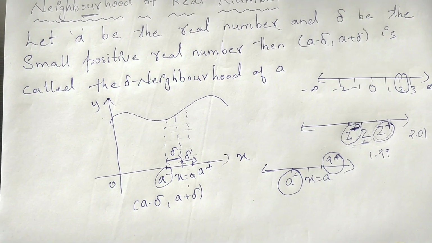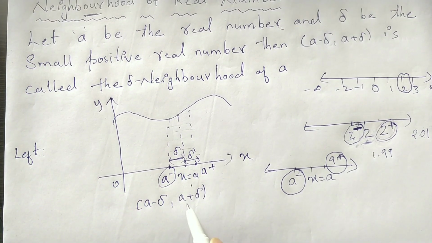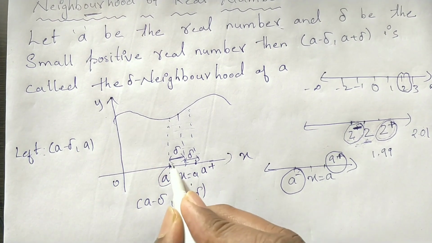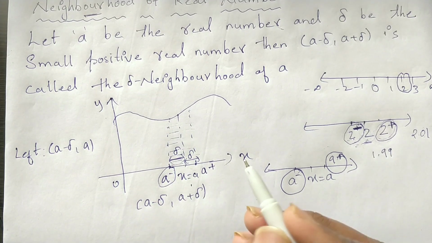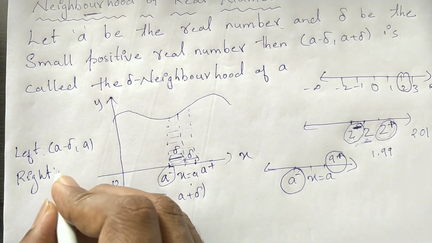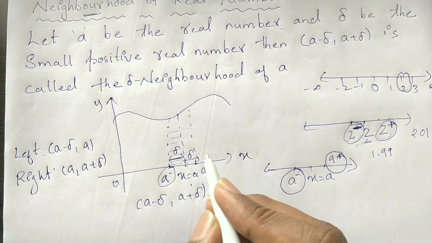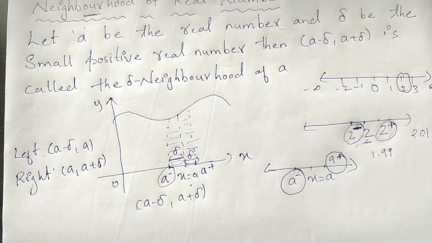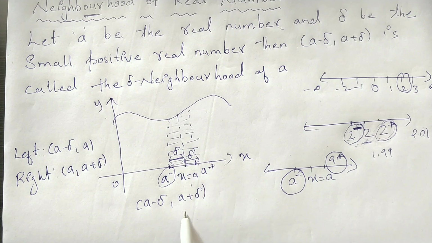Now tell me, what is the left neighborhood? If you talk about the left neighborhood of a, it is nothing but a minus delta comma a. This is the left neighborhood. If I talk about the right neighborhood, it is nothing but a comma a plus delta. So this is the right neighborhood of x equals a. Understood, this is the left neighborhood and this is the right neighborhood of x equals a.